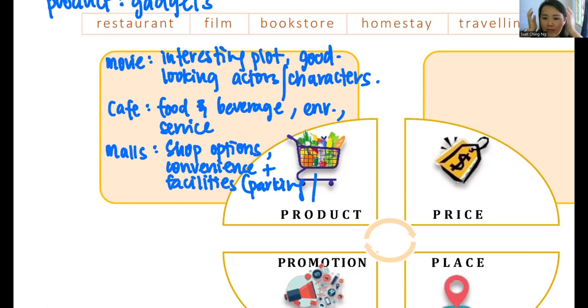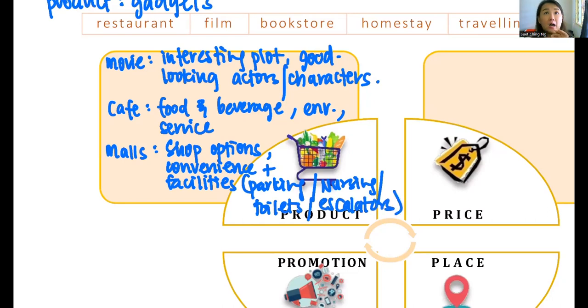What do you call it? Like the room where the mothers can feed the baby. Nursing room? Nursery? Nursing, nursery, toilets, escalators, elevators, whether they are disabled friendly, right? Like, do you have enough elevators? Do you have enough OKU toilets? Are your escalators wide enough for wheelchair bound people? Do you have braille on your buttons? You know, all those things.